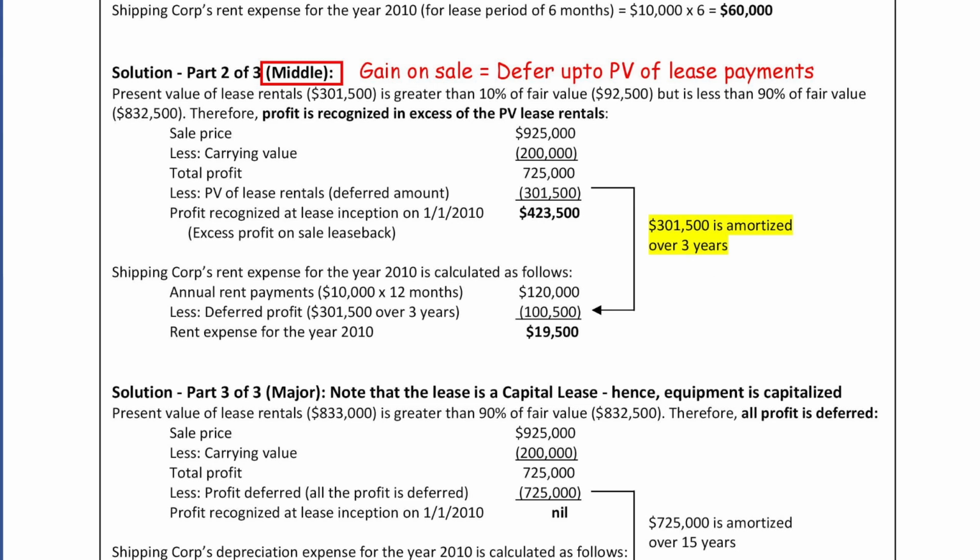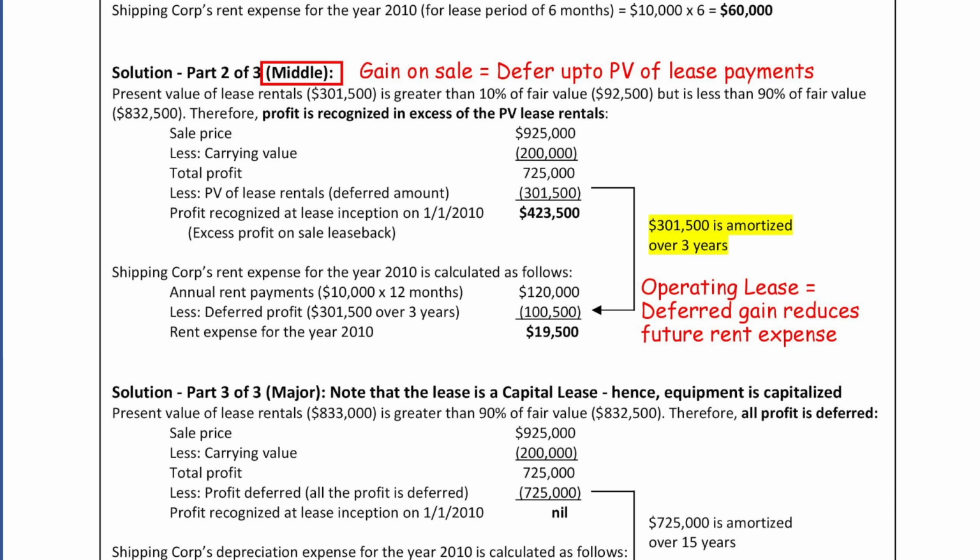So every year Shipping Corp is making annual rental payments of $120,000 at $10,000 per month. The $301,500 now reduces this rent expense. So $301,500 when you amortize over 3 years, it's $100,500 each year. So the rent expense for each year is basically $120,000 less $100,500 amortization of that gain calculates to $19,500 each period. So right there, operating lease equals deferred gain reduces future rent expense.